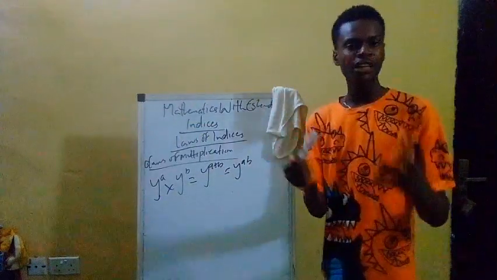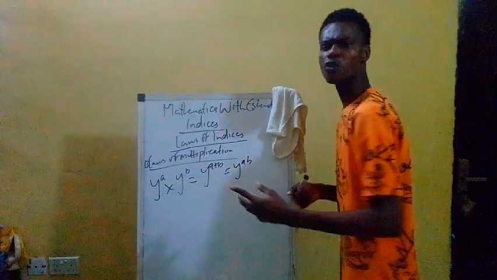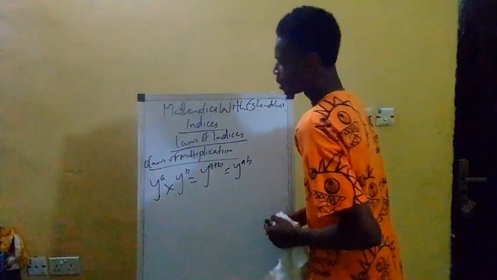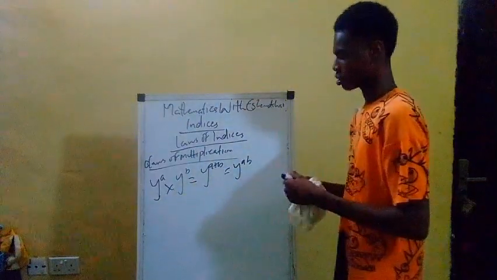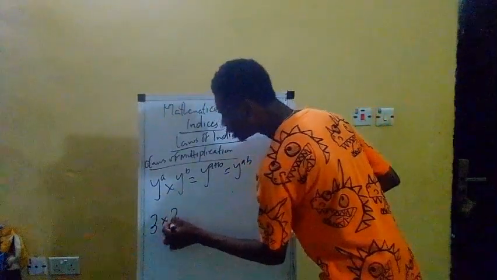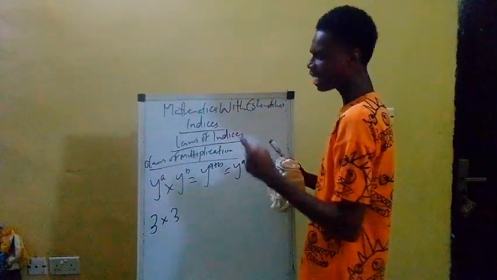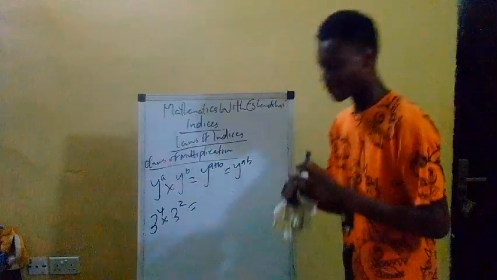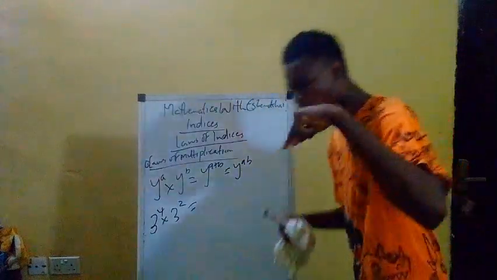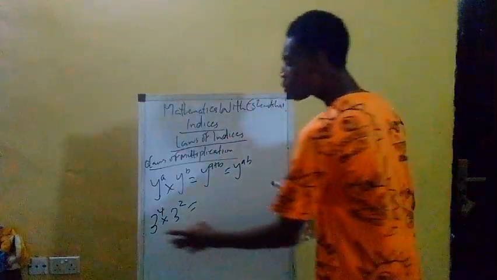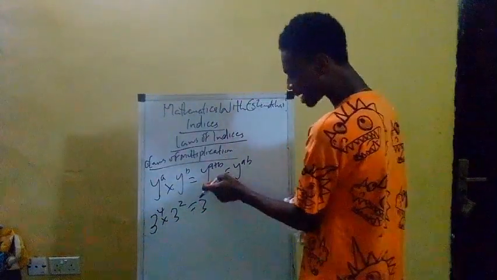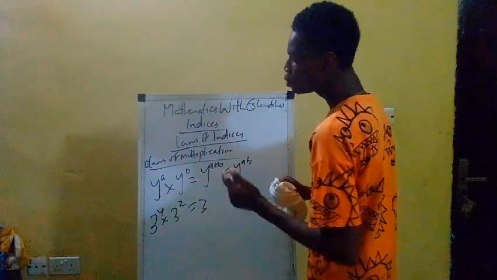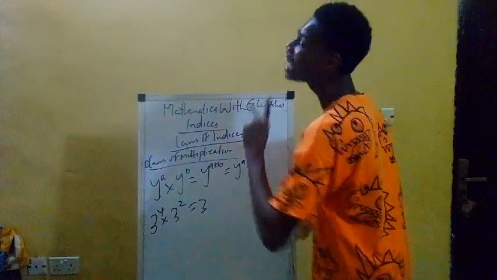Let's get to explanation. Let me give you an example that will make you understand this particular law. Watch. Let's say you have 3 to the power 4 times 3 to the power 2. What will you do? That is the question you should ask yourself. Whenever you have something like this, bring out your 3, just like I did here. The second step is, you have 4 and you have 2.